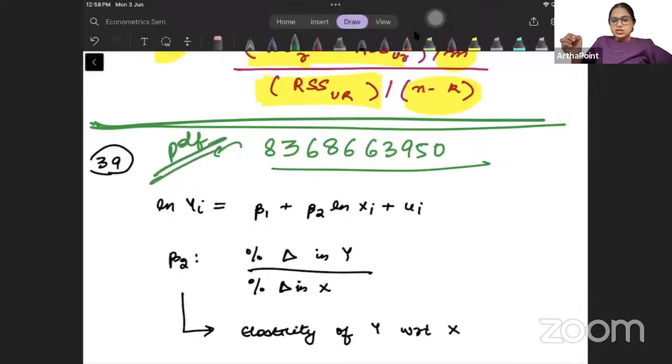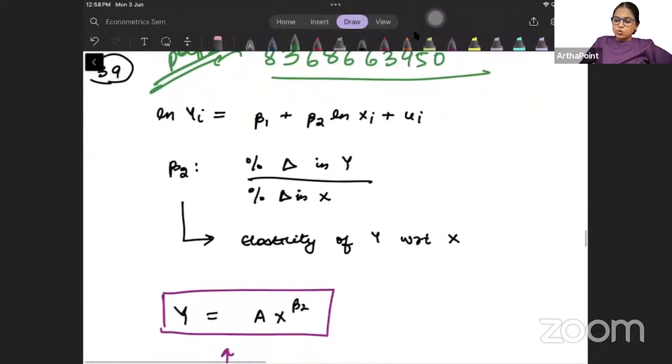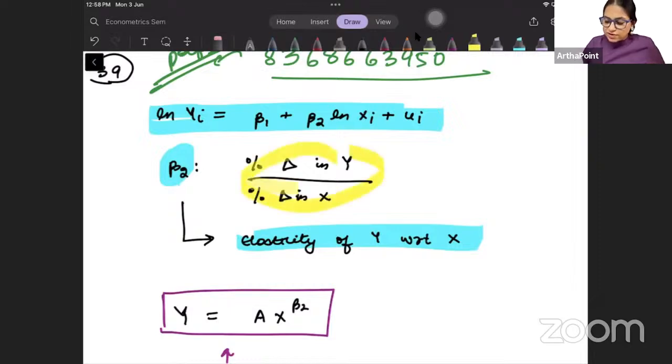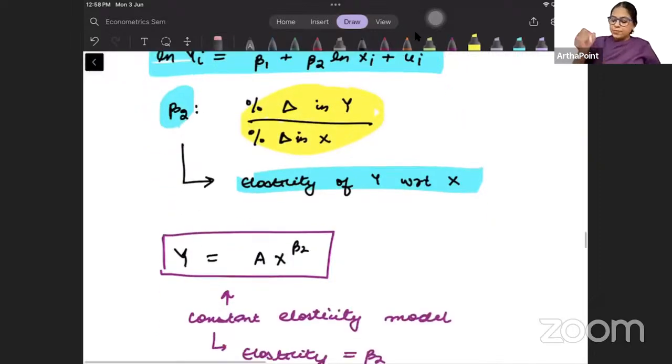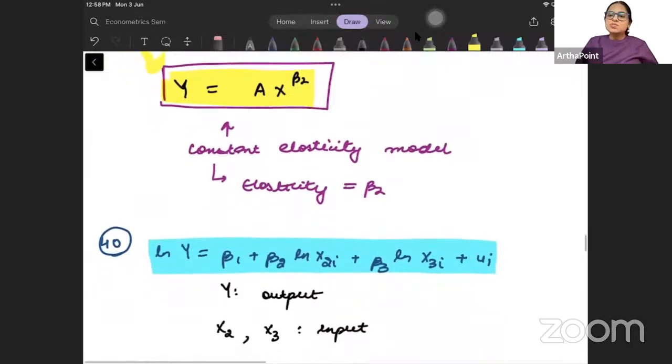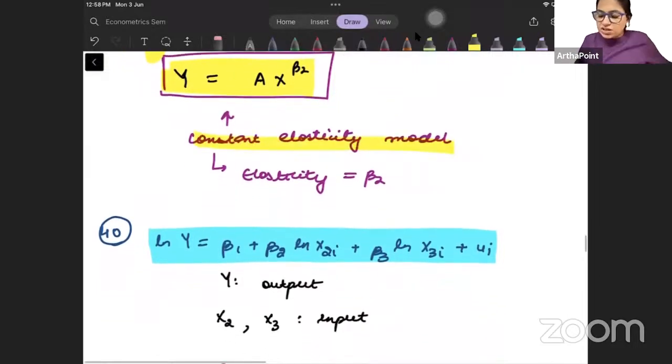ठीक है. Now let's talk about the next model. So now I want to go ahead and talk about log-log model. So if it is a log-log model, your beta 2 represents the elasticity of y with respect to x. So beta 2 can be written as how percentage change in y due to percentage change in x. And इसी का form ये model भी है, y is equal to a x to the power beta 2. And this model is also called as a constant elasticity model.